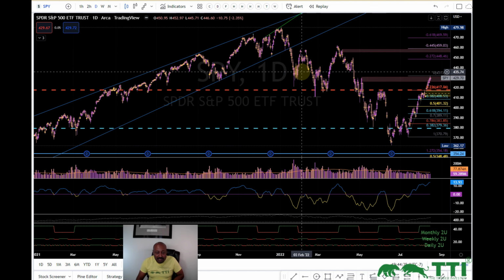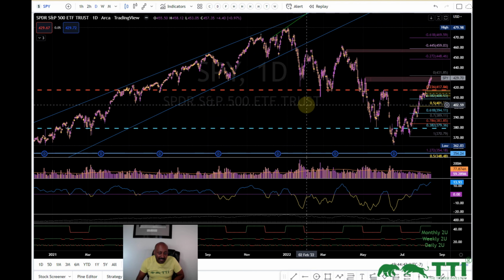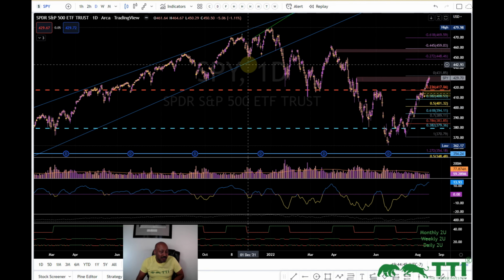Use those. Like you can see here, the blue is the monthly trend line, the green is a daily trend line that I have drawn. So use those.